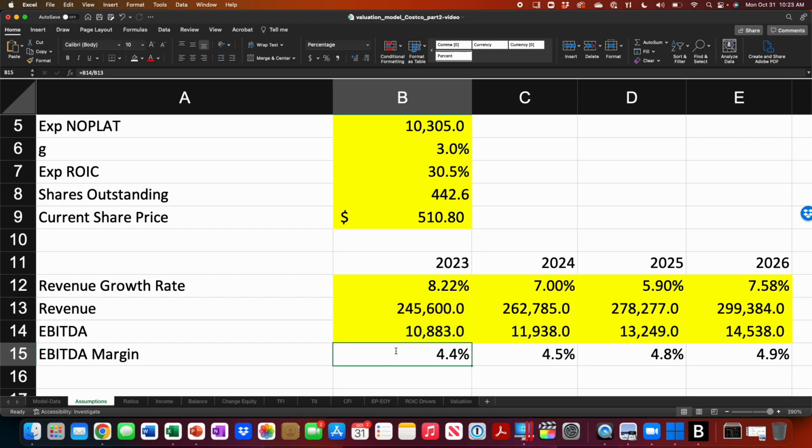So, what's left? We got the three kind of key items there. Now we got the perpetuity numbers, which kind of matter. But the other big number we have is the G. And obviously the market must be expecting a higher G because our target share price is not anywhere close to $500. Okay?